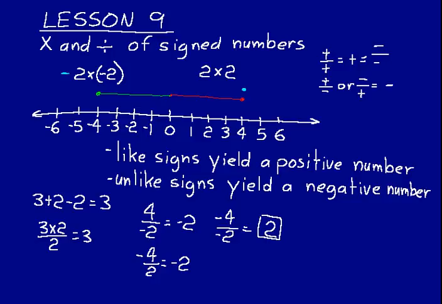So in multiplication and division, when you multiply a pair of numbers together, if they have the same sign, whether they're both positive or both negative, you yield or get a positive result. If you have unlike signs, multiplying or in division, you get a negative result. Let's go ahead and do some practice problems now.